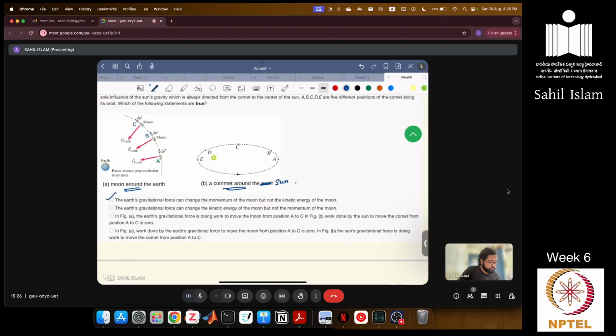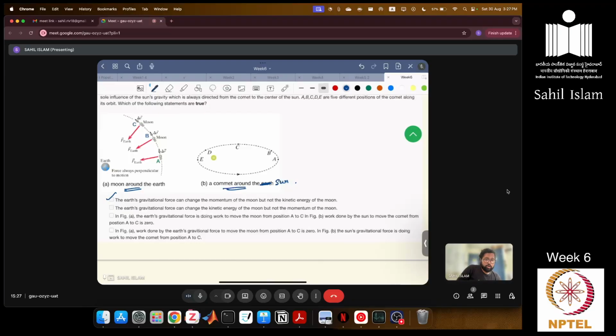Earth's gravitational force can change the kinetic energy of the moon, but not the momentum of the moon. Wrong. In figure A, the Earth's gravitational force is doing work to move the moon from position A to C. In figure B, work done by the sun to move the comet from position A to C is 0. No. So for the third option, Earth's gravitational force is doing work.